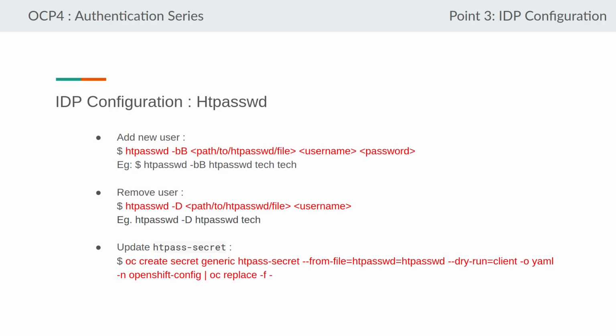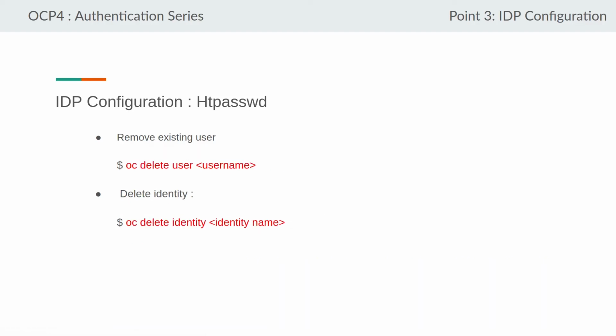If you have removed an existing user, in our example GeekSurf, you need to remove the existing resources for that user. So you can delete the user object with the command oc delete user username, and you can delete the identity with the command oc delete identity name. Now let's move to our CLI and run these commands for better understanding.